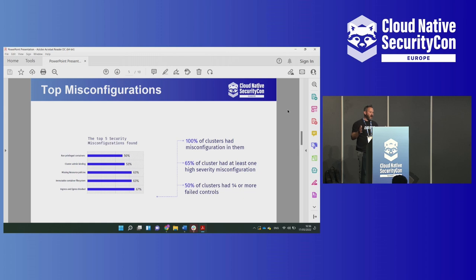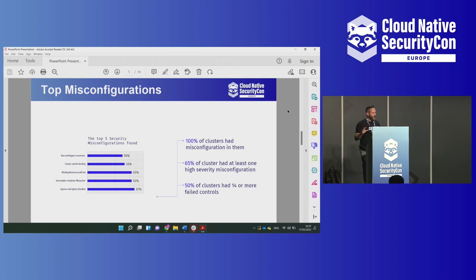In terms of the top five misconfigurations that we see out there in the market, they are: running privileged containers, cluster admin binding, missing resource policies, which we'll talk about in a minute, not using immutable container file systems, which is very hard to do, and I understand why many people don't do that, and not blocking the ingress and egress of a microservice that is not supposed to be open to the internet.